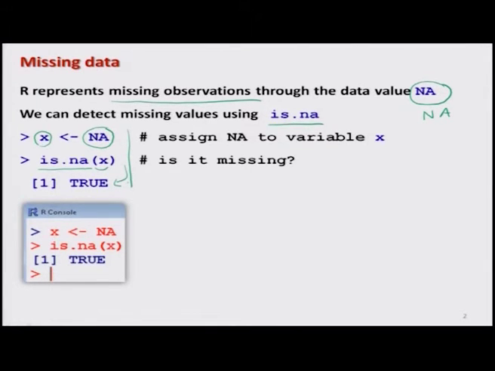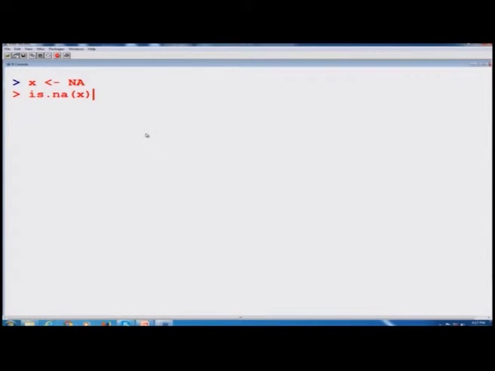So before we go further, let us do it over the R console and see whether we get this or not. I copy this data over here and check is.na(x), and the answer comes out to be true. And suppose I give the value of x as 4, and then I check is there any missing value in x, the answer comes out to be false. That means there is no missing value.